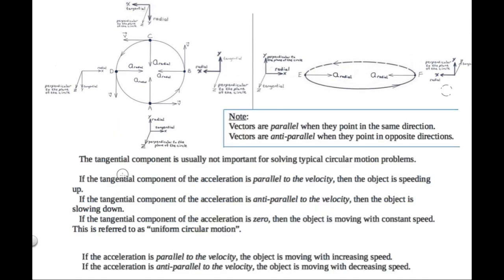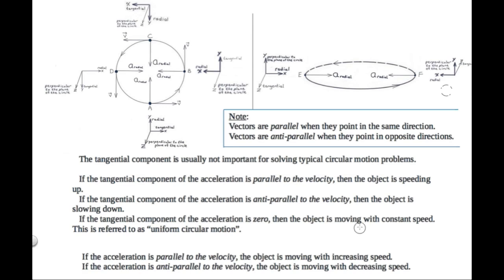We've seen in the previous videos that the tangential component is usually not important for solving typical circular motion problems. But for the sake of our own understanding, we can interpret the tangential component of the acceleration like this. If the tangential component of the acceleration is parallel to the velocity, that means that the object is speeding up. If the tangential component of the acceleration is anti-parallel to the velocity, that means that the object is slowing down. And if the tangential component of the acceleration is 0, that means that the object is moving with constant speed.